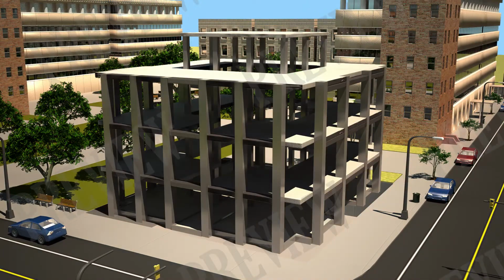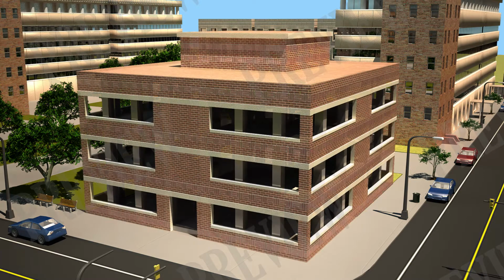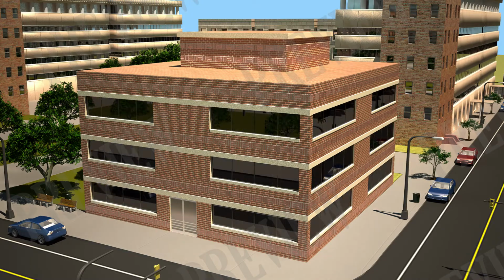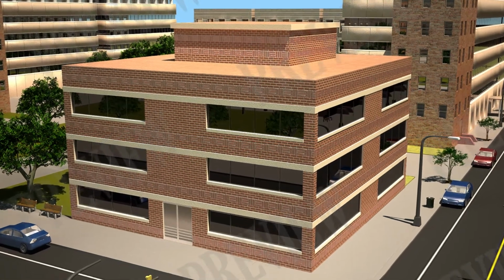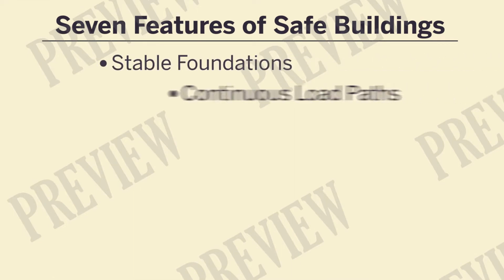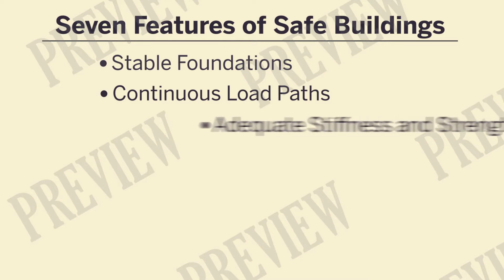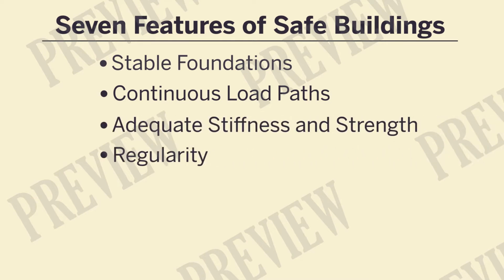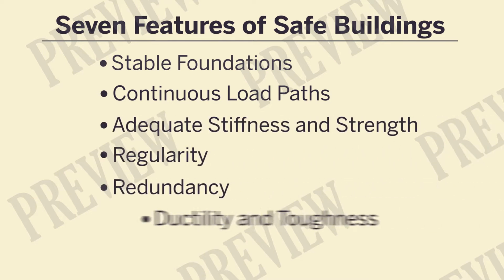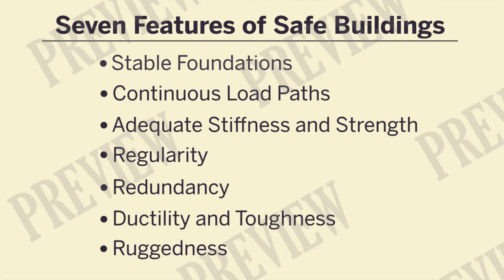The seismic provisions of the nation's building codes provide performance goals for seismic design and construction that address many characteristics important to the design of buildings and other structures to ensure adequate performance in strong earthquakes. These include stable foundations, continuous load paths, adequate stiffness and strength, building regularity, redundancy, ductility and toughness, and ruggedness.